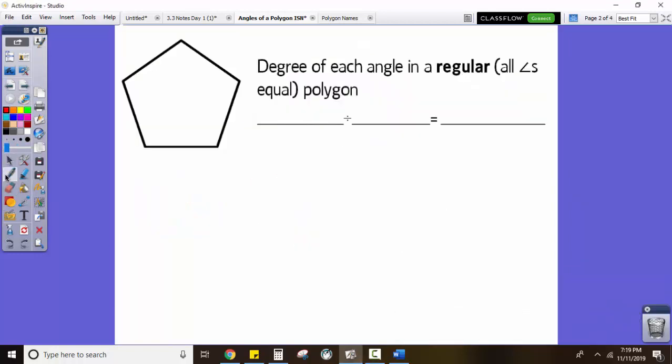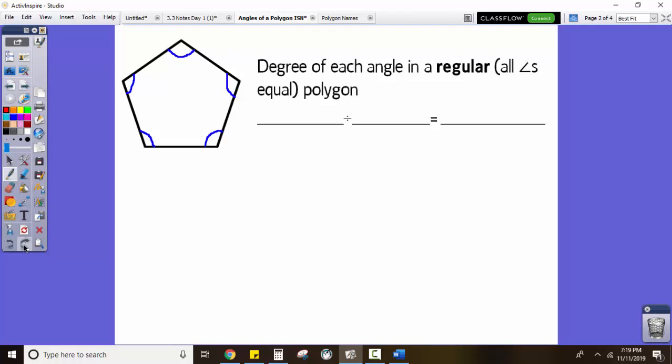Okay, now we're going to take it one step further. We're going to try to figure out the degree of each angle in a regular polygon, which means all angles are equal. So the word regular is important here. You'll see that we have a 5-sided figure, a pentagon, and because it's regular, it means that all of these angles are the same degrees. So you can go put those little congruent angle marks in each corner.